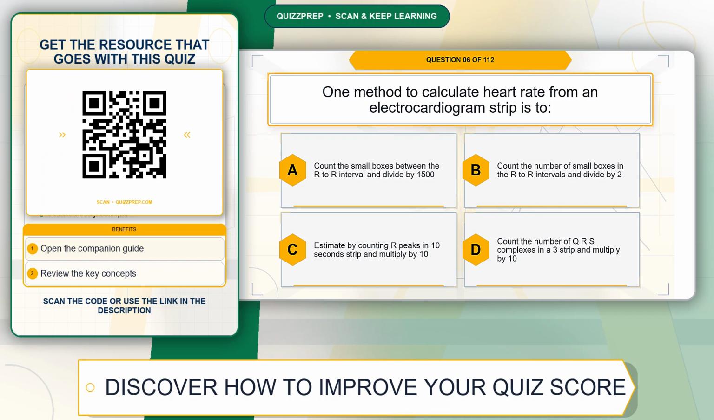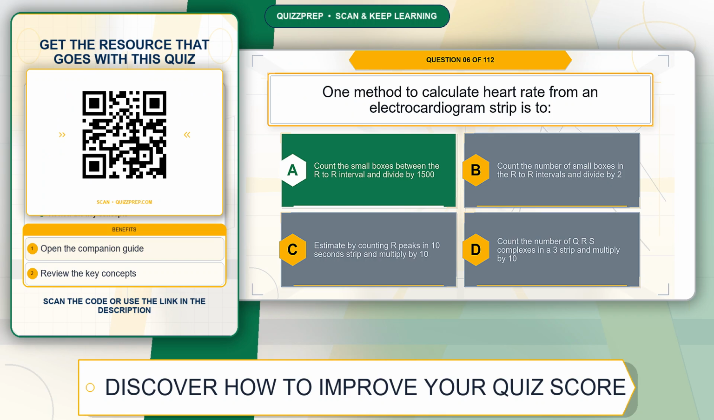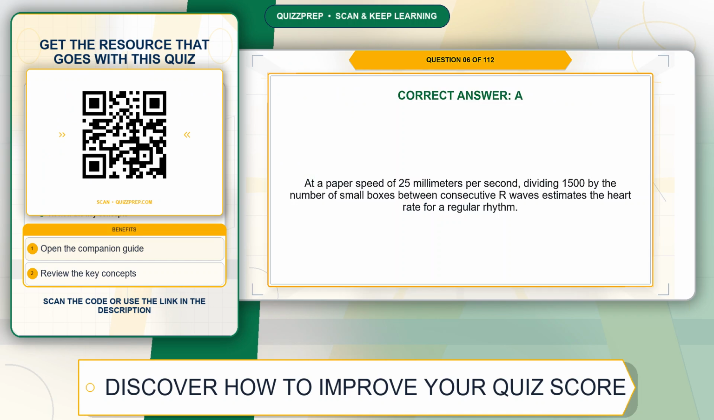Question 6. One method to calculate heart rate from an electrocardiogram strip is to: Option A. Count the small boxes between the R to R interval and divide by 1,500. Option B. Count the number of small boxes in the R to R intervals and divide by 2. Option C. Estimate by counting R peaks in a 10-second strip and multiply by 10. Option D. Count the number of QRS complexes in a 3-second strip and multiply by 10. The correct answer is Option A. Count the small boxes between the R to R interval and divide by 1,500. Explanation. At a paper speed of 25 mm per second, dividing 1,500 by the number of small boxes between consecutive R waves estimates the heart rate for a regular rhythm.